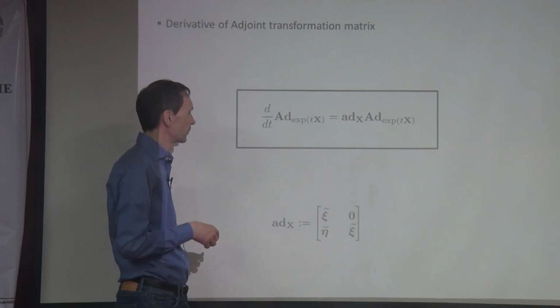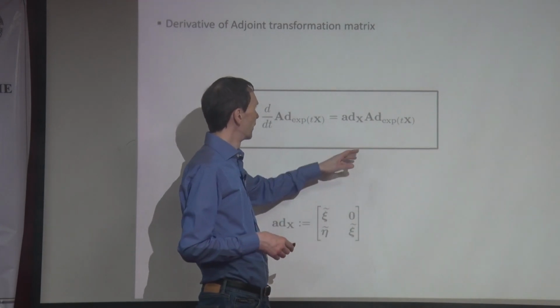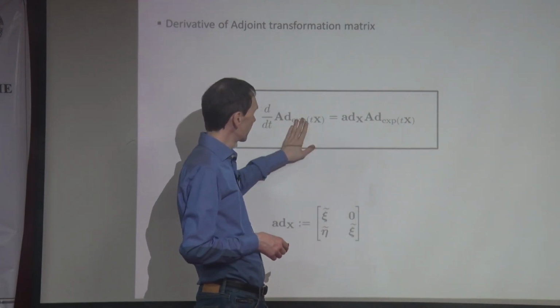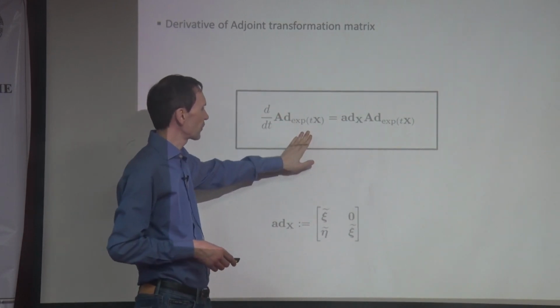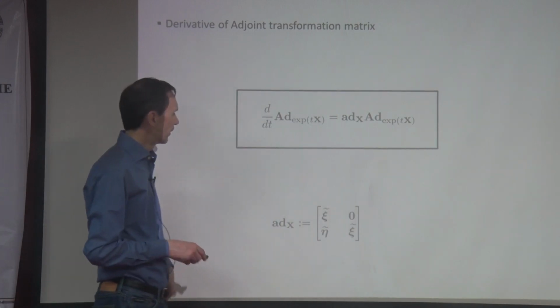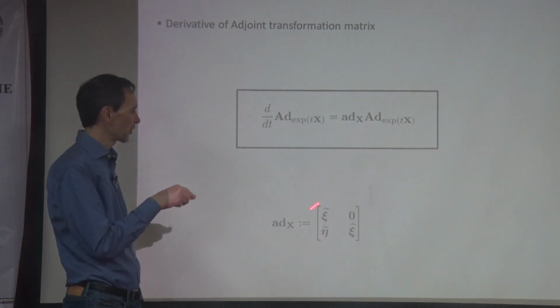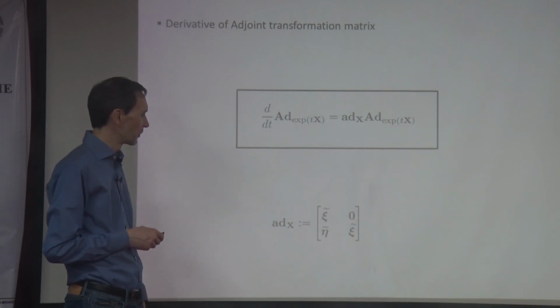Just believe it. We can show it, but that's a bit beyond. So it essentially repeats itself. The derivative of this adjoint transformation is just, again, the adjoint transformation, but left multiplied with this matrix that we call the little adjoint, that gives you the Lie bracket or the screw product.